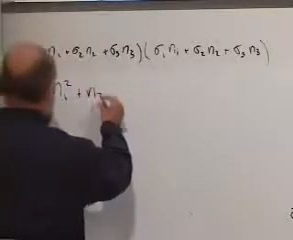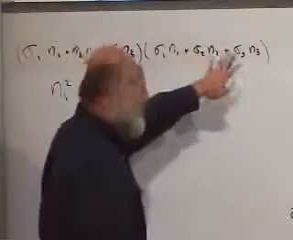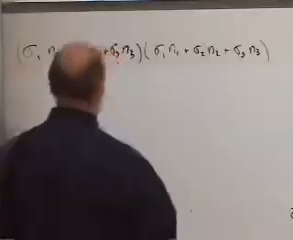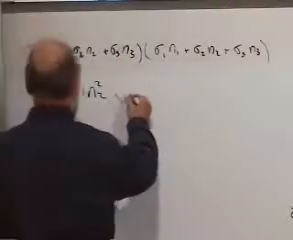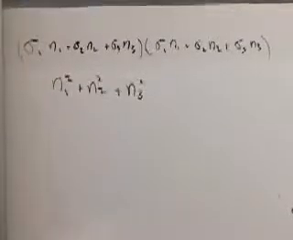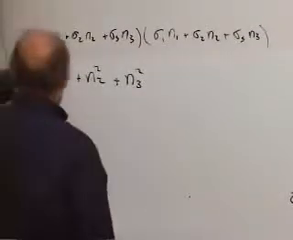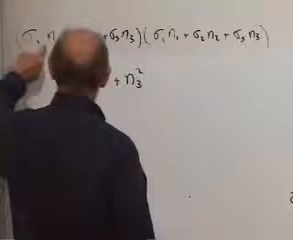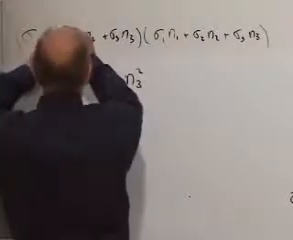Plus n2 squared. What about from the sigma 3 n3 term? Plus n3 squared. But what's that? That's 1. All right, now let's look at the thing which multiplies n1 times n2.